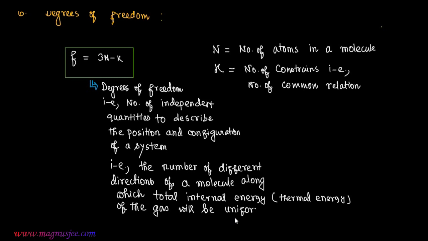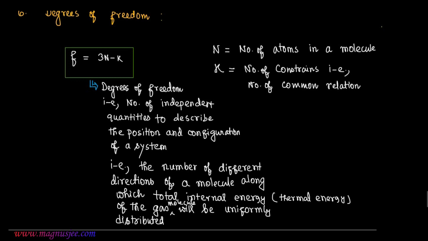F equal 3n minus k, that is the number of degrees of freedom, that is the number of different directions of a molecule along which the total internal energy, that is the thermal energy of the gas molecule, will be uniformly distributed.